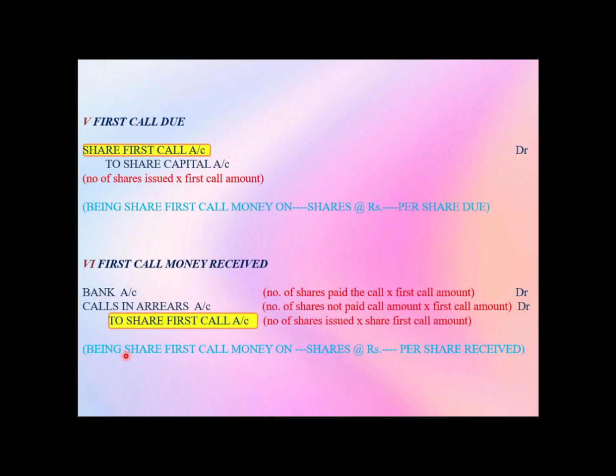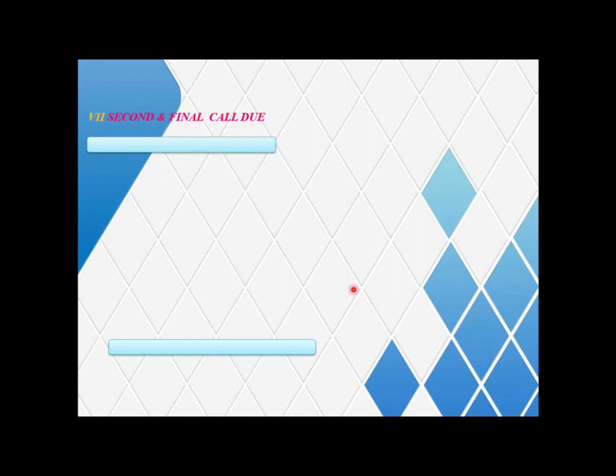Narration: being share first call money on dash shares at rupees dash per share received. Now share second call money is due. So our transaction is second and final call due.